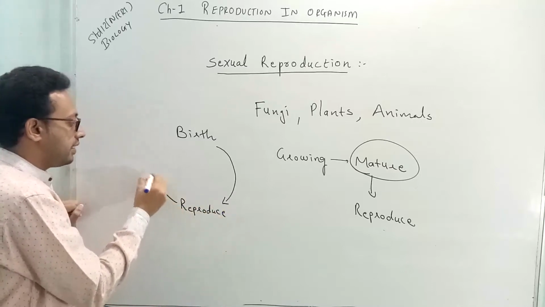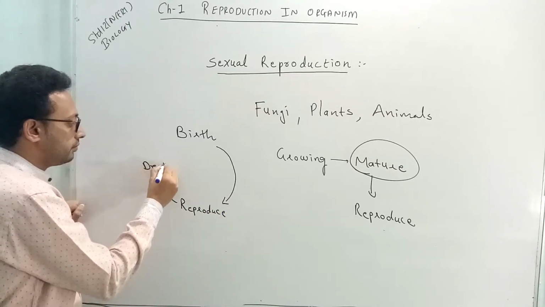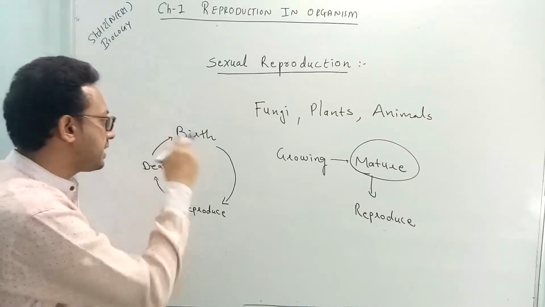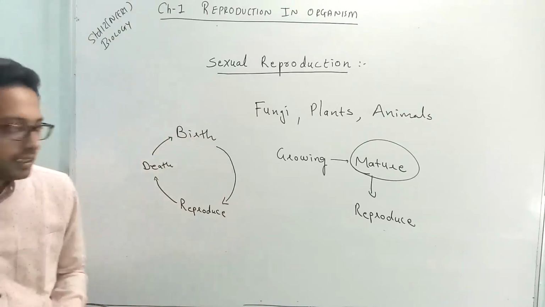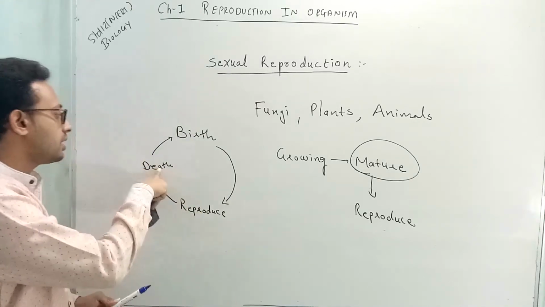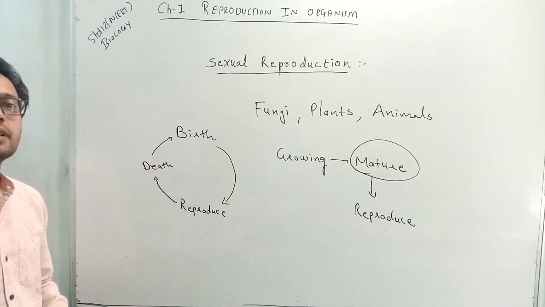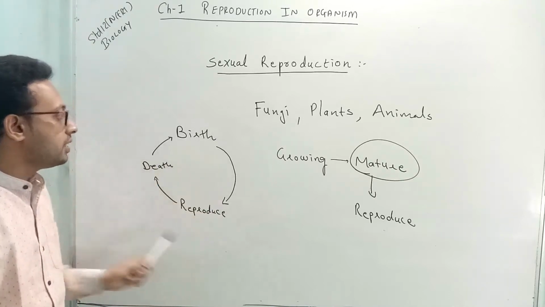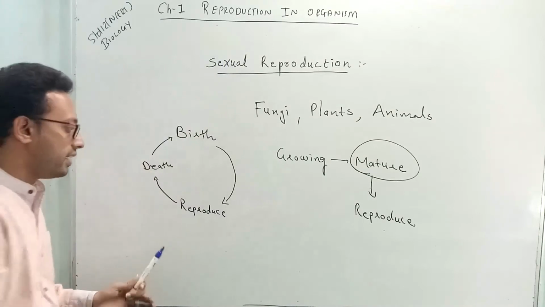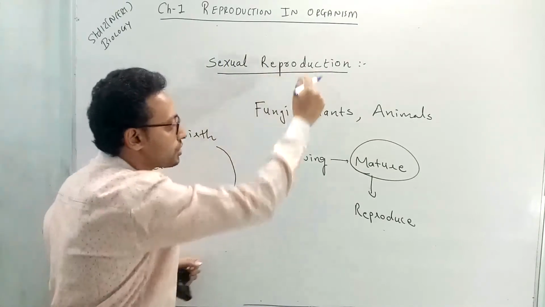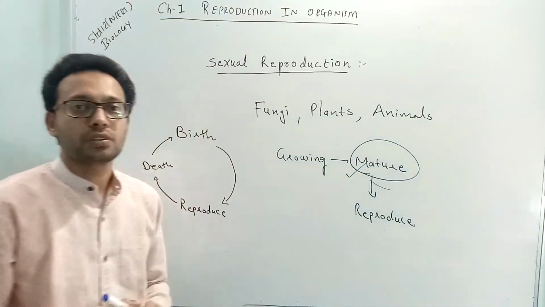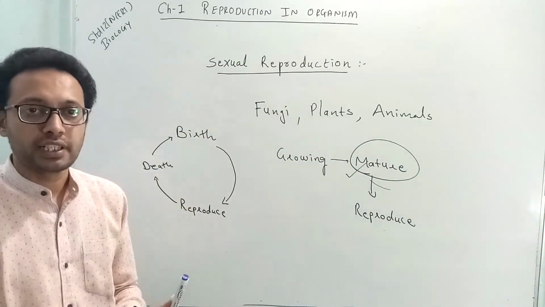Then there is a death of a living organism. Clear? So there is a cycle. There is a birth, there is a maturity where it can reproduce, and then the animal ultimately dies. This period occurs in the case of sexual reproduction, and they only reproduce sexually when they become mature. Clear, students?